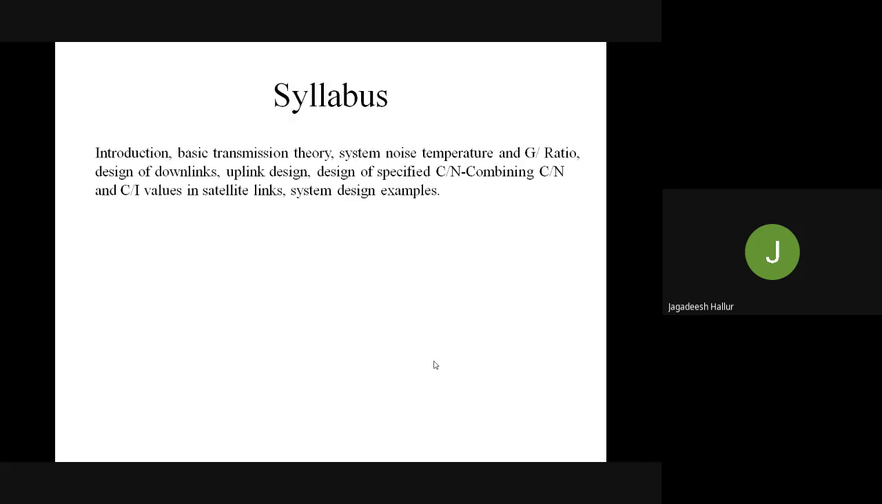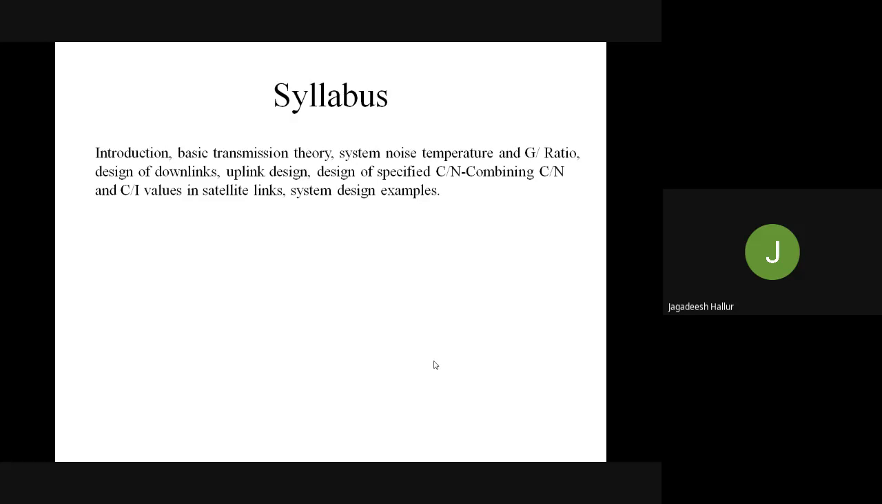Okay. The syllabus structure is like this. The content of the syllabus is, first, an introduction about this satellite link design. In this content, they are going to mention basic transmission theory. This basic transmission theory you have studied in mobile communication also. The basic transmission theory is nothing but you have to calculate the total received power, where some equations come in. And system noise temperature. This system noise temperature you have studied in analog communication.